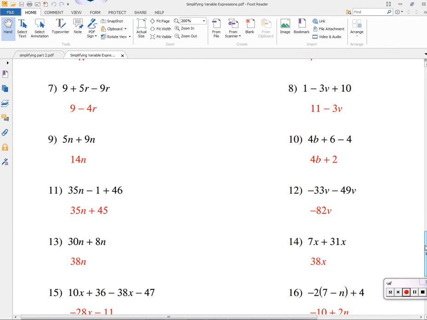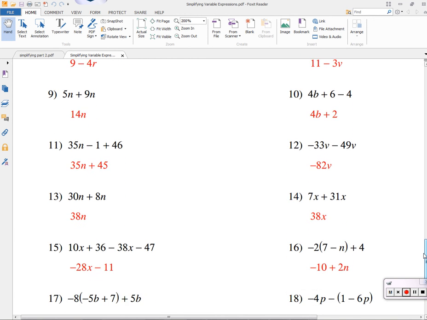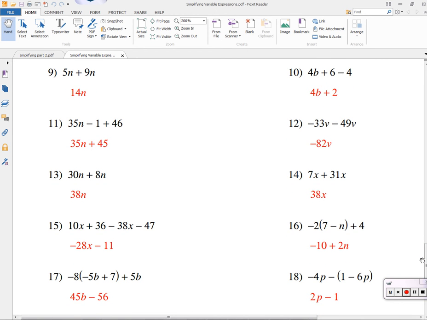So that was 9 through 15. Just take a quick look there, 9 through 15. If you did make any mistakes, check and see why that might be. If you can figure out why, ask why this happened.